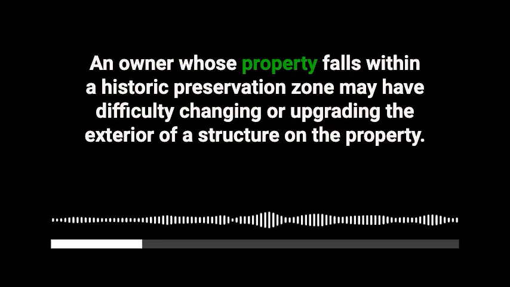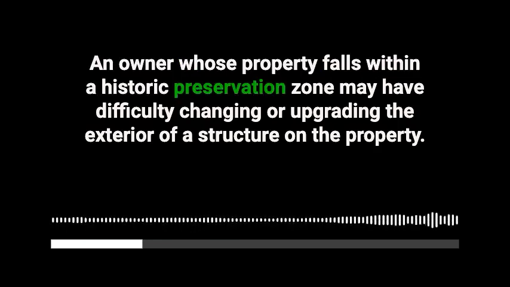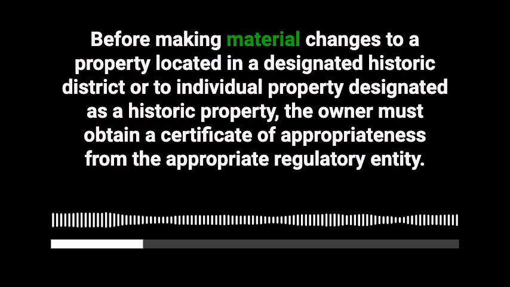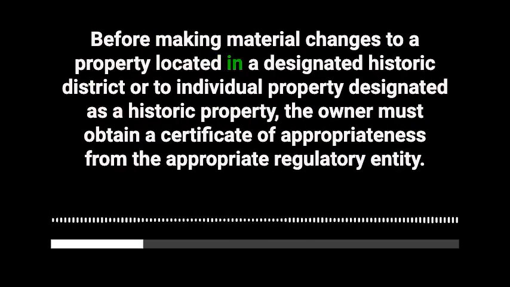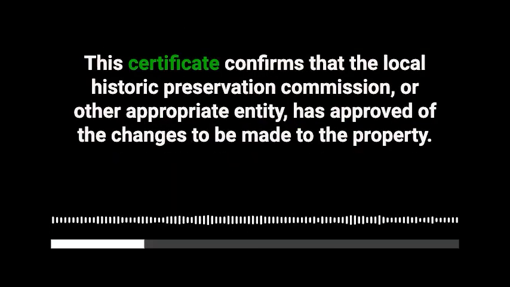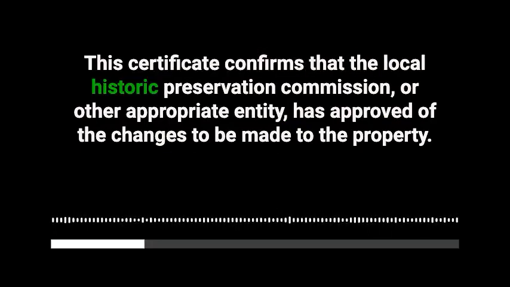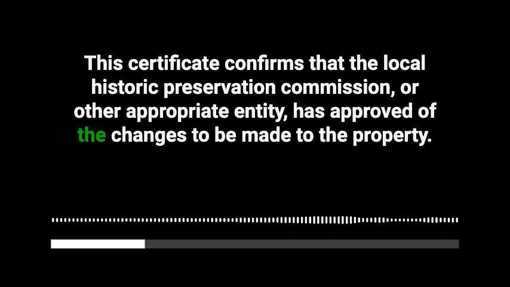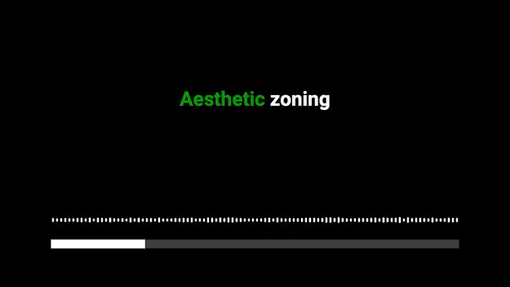An owner whose property falls within a historic preservation zone may have difficulty changing or upgrading the exterior of a structure on the property. Before making material changes to a property located in a designated historic district or to individual property designated as a historic property, the owner must obtain a certificate of appropriateness from the appropriate regulatory entity. This certificate confirms that the local Historic Preservation Commission or other appropriate entity has approved of the changes to be made to the property.